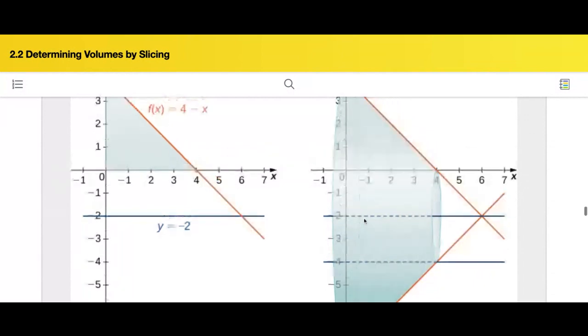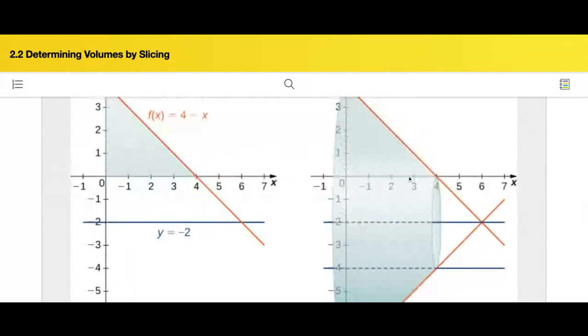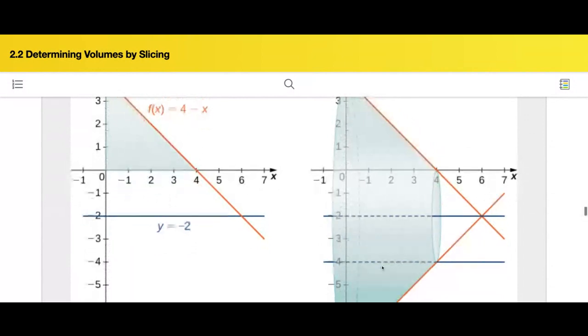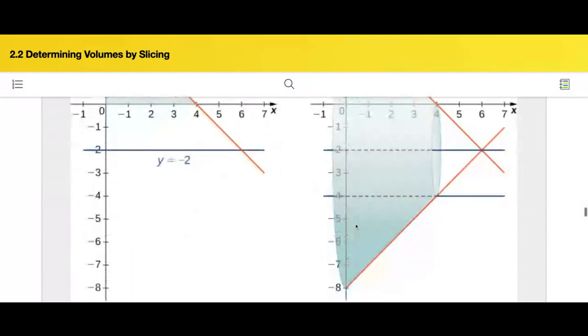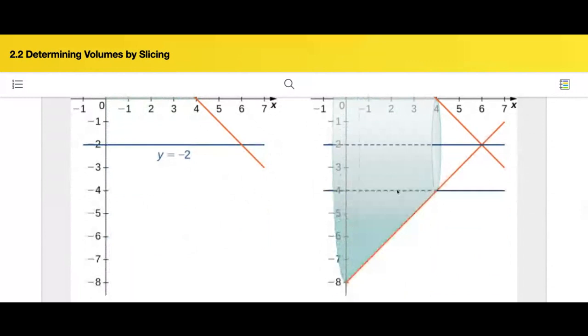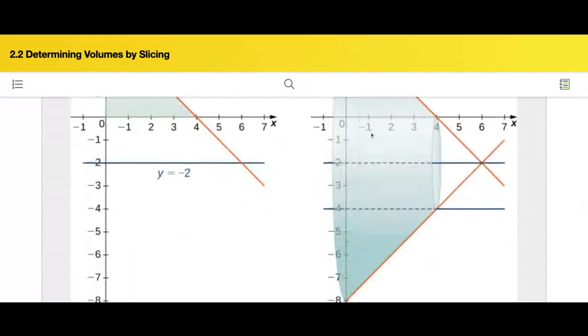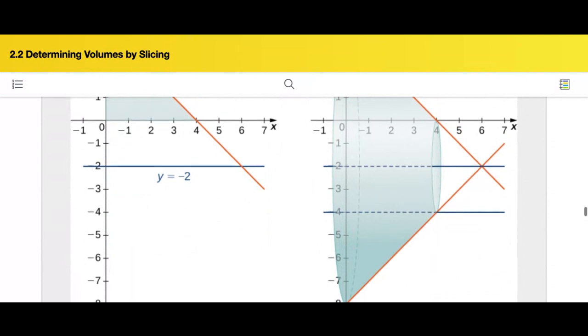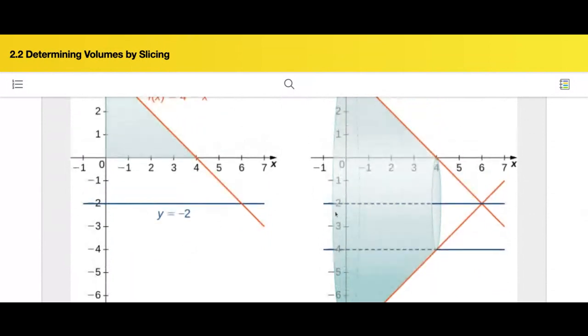So this 3D object is a solid above the x-axis and below y equals -4. But in between 0 and -4, the inside is hollow. That's why we need to subtract. We need to use the washer method, which is we find the volume of the outside, then subtract the volume of this cylinder inside.